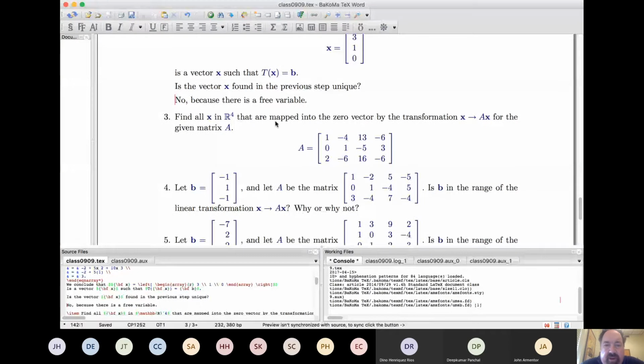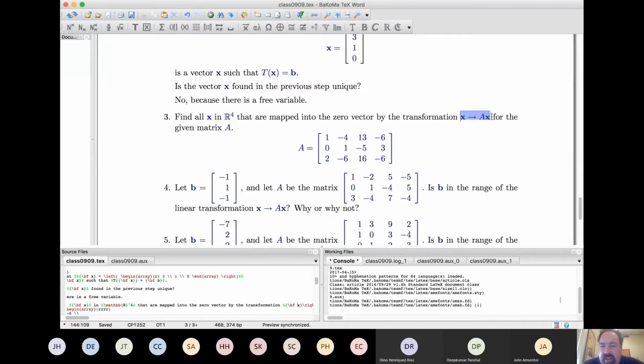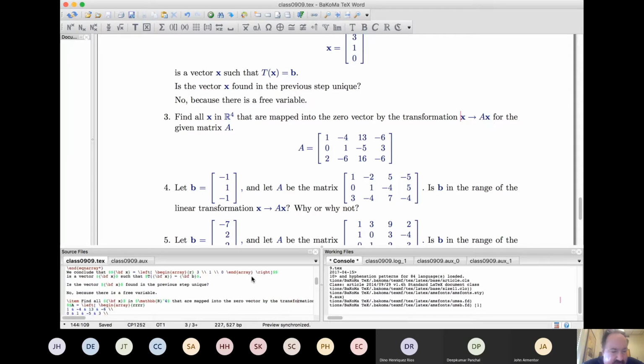Now, here, instead of trying to find x where the image is equal to a specific given vector b, like in these problems, we're trying to see which vectors x have an image equal to 0. Here's another way of writing a linear transformation. The input is x, the output is Ax. So we want to find x so that Ax is 0 for this matrix A.